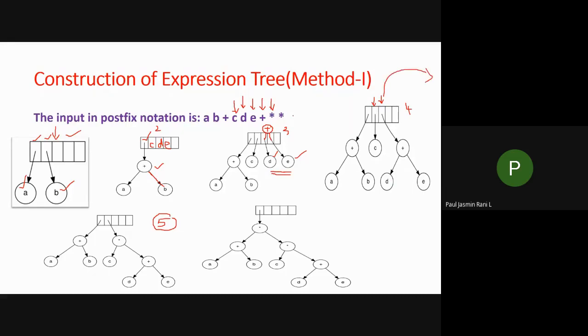You have to remove this one and put it on the right side of your asterisk. Next, what is the second popped element? That is C, you are going to remove C, and you have to put that one on the left side of your asterisk operator. So you are getting your fifth diagram.